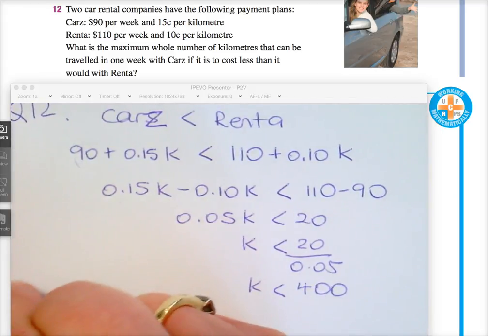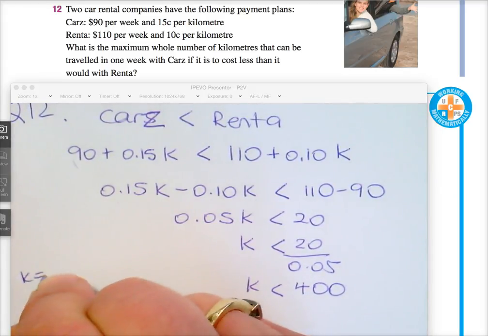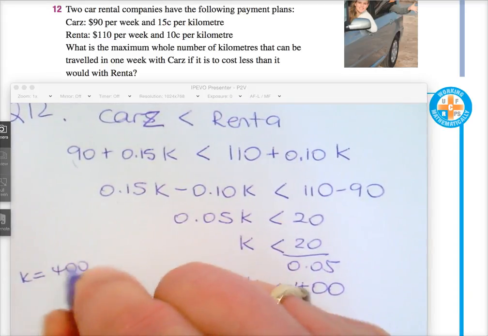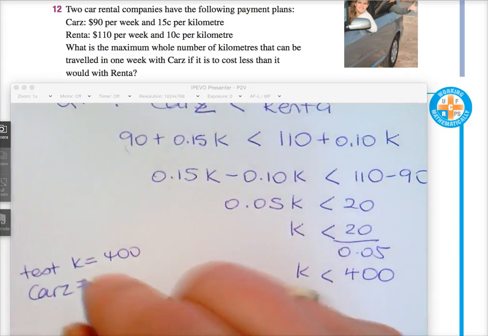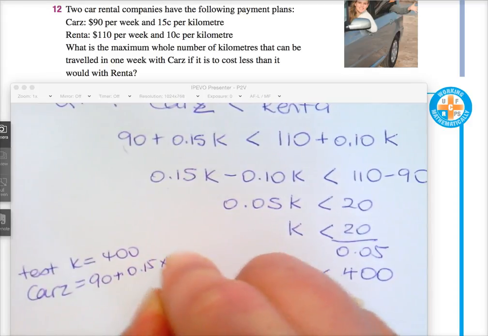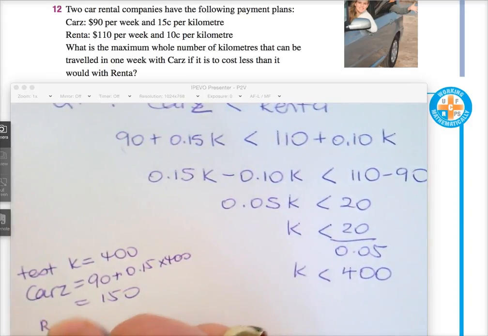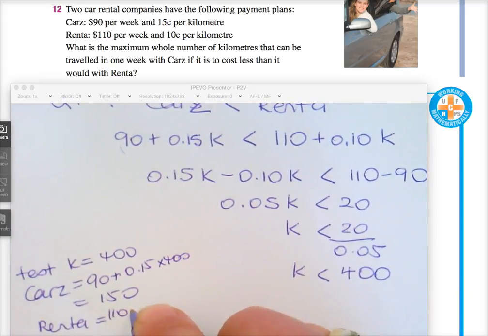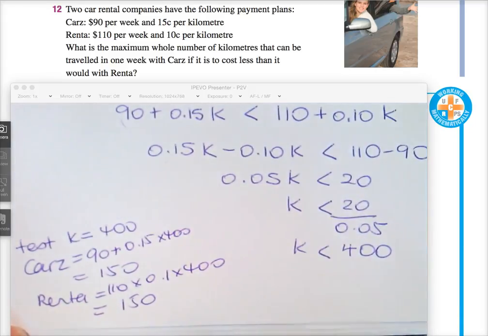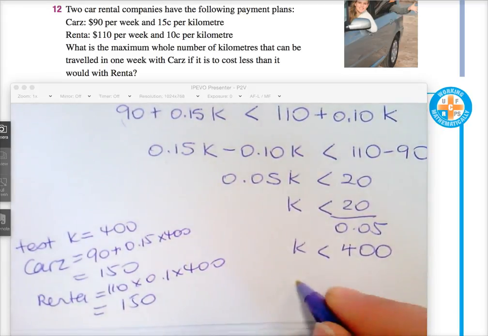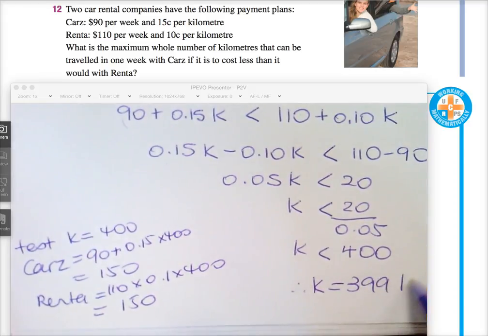So let's just test. If you put K equals 400 into cars, what do you get? You get 90 plus 0.15 times 400. What do you get? And if you do renter with 400, 110 plus 0.1 times 400, what do you get? You'll get 150, right? I think you'll get the same. You'll get 150. So if it's K equals 400, they'll be exactly the same cost. K has to be less than 400. Therefore, K equals 399 kilometres.